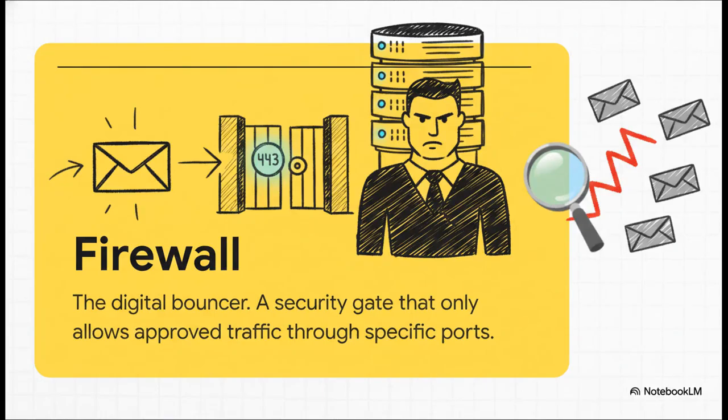All right, so now we have the right address. Your request shows up at the server's front door, but it can't just walk in. It's got to get past the firewall first. And this thing is basically the digital bouncer. It checks every single request to make sure it's legit and coming through an approved entrance, like the secure port 443. Anything that looks even a little bit sketchy gets turned away right there.